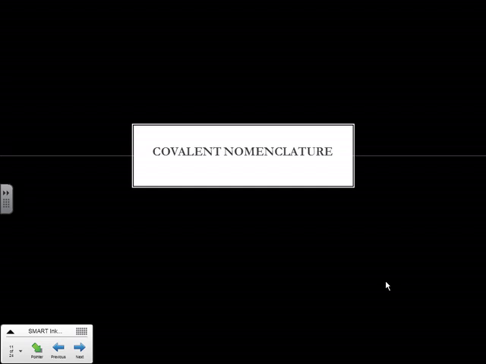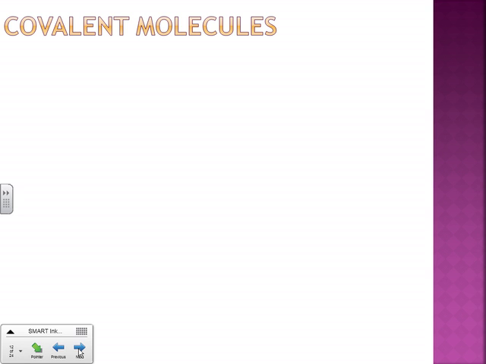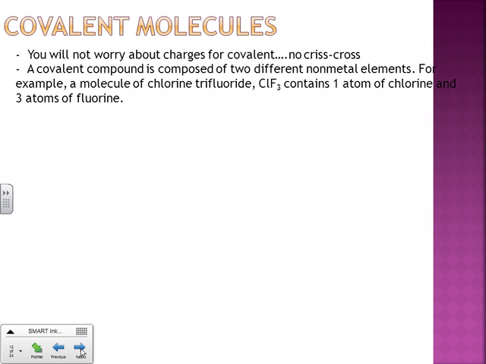Okay, welcome back to video number 4 in Unit 6. We're still talking about naming, however this one's going to be a little bit different because we're talking about covalent nomenclature. If you can remember from last unit, covalent is between two or more nonmetals, okay? So how this is going to be different, you're not going to worry about charges for covalent, so there's going to be no crisscrossing. We can identify how many of these elements are in each molecule.